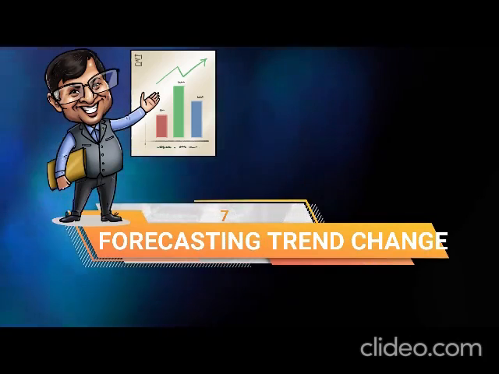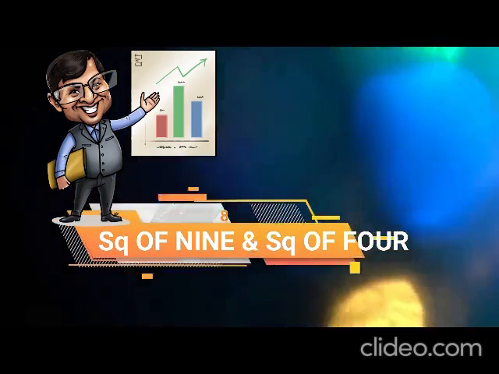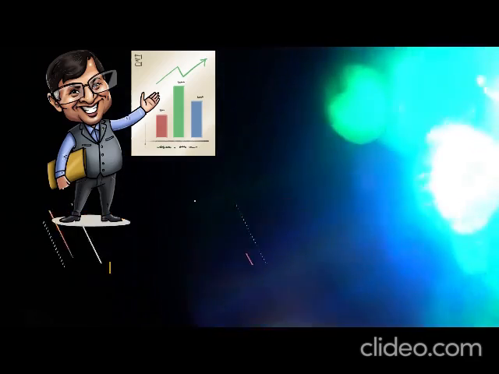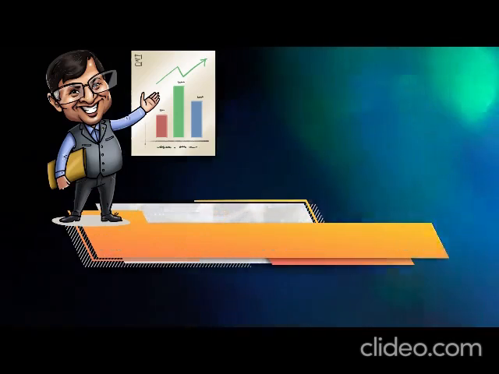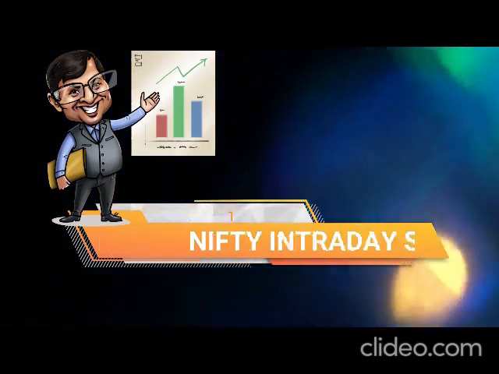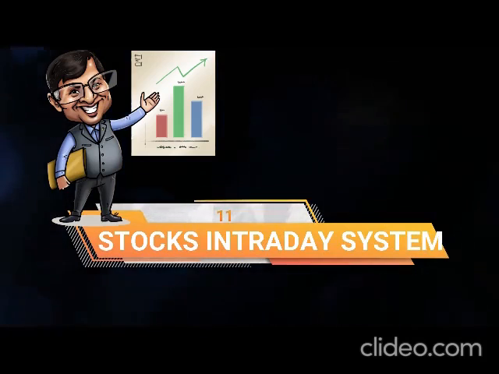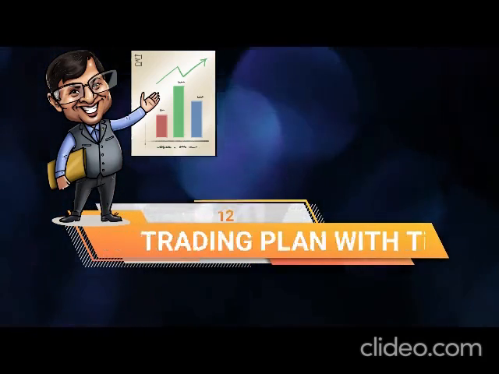7. Forecasting trend change, squaring price and time. 8. The square of 9 and the square of 4. 9. The Nifty 10-year time factor. 10. The intraday India Nifty trading system. 11. The intraday stock trading system. 12. Trading plan with time.